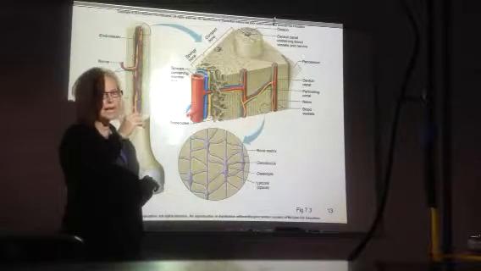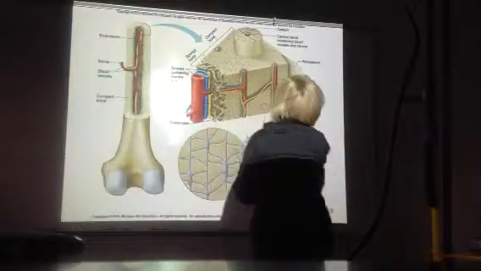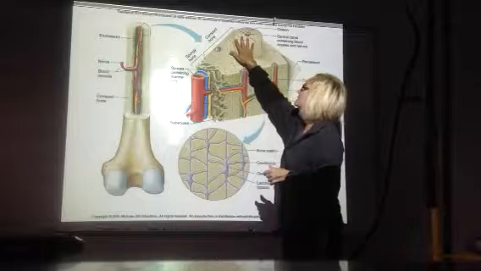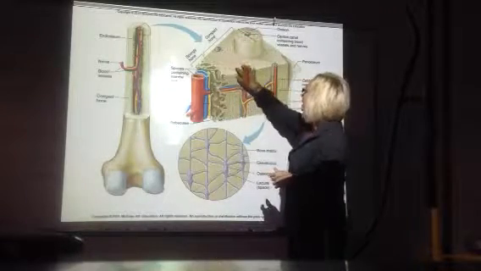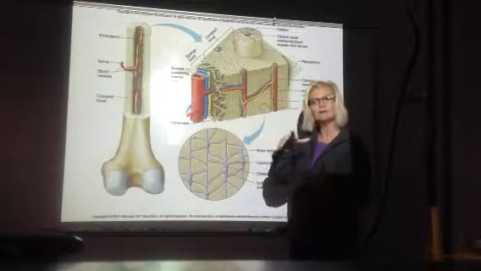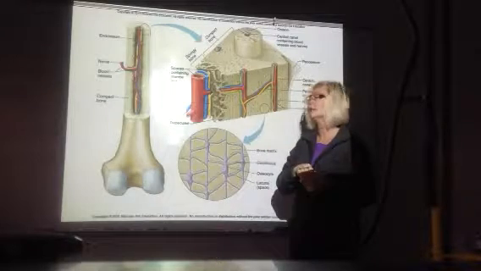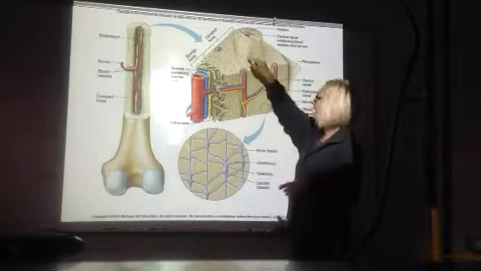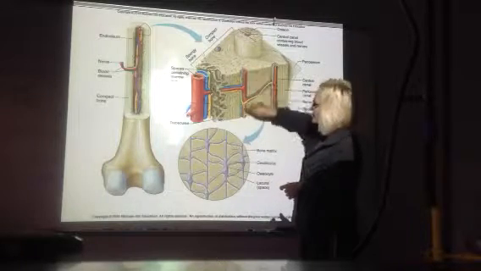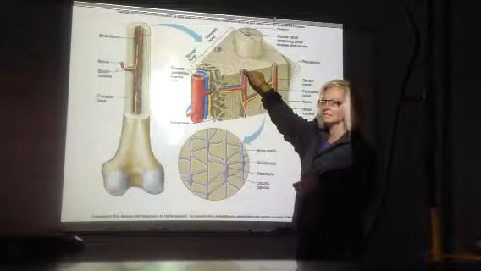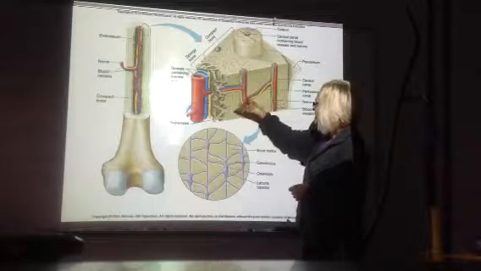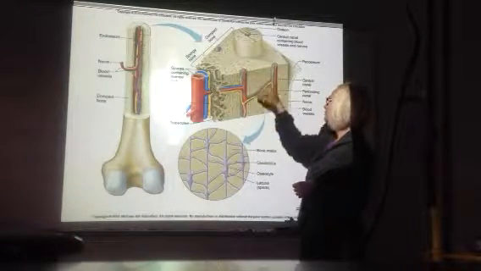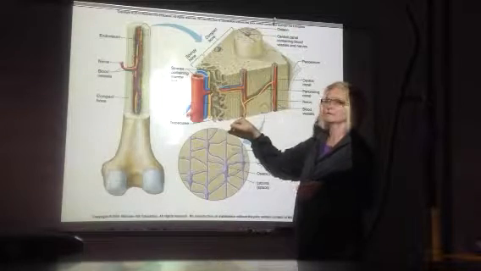If we zoom out just a little bit, this is an osteon or a Haversian system. Osteon, osteon, osteon. Every circular area is an osteon, and every one is going to have a central canal with blood vessels and nerve fibers that run down the center. This is a perforating canal that's going to connect one central canal to another.